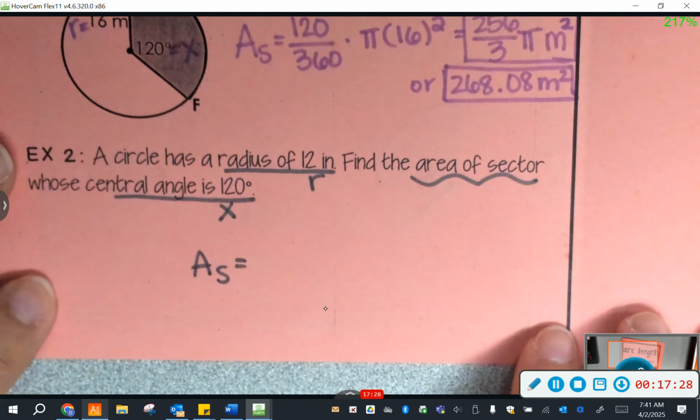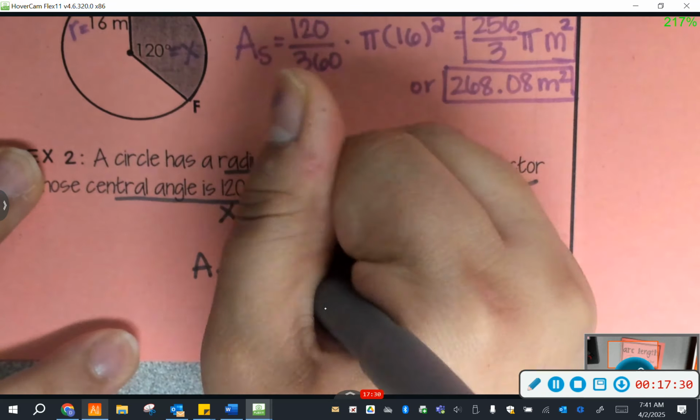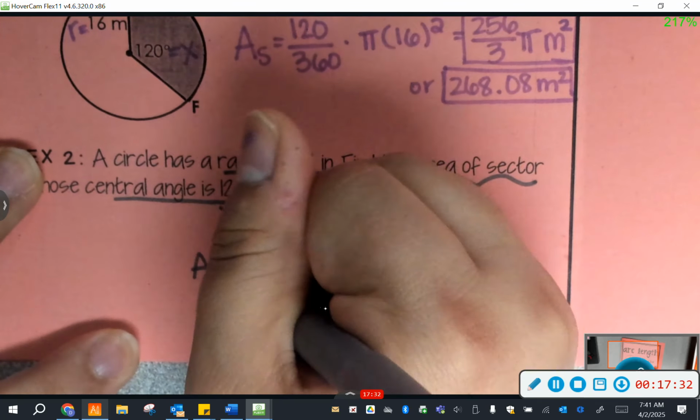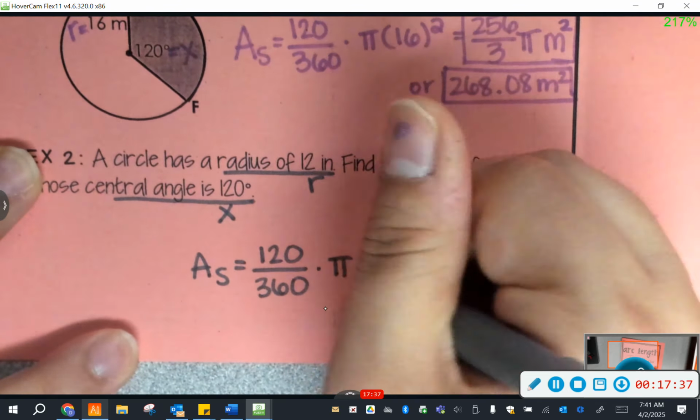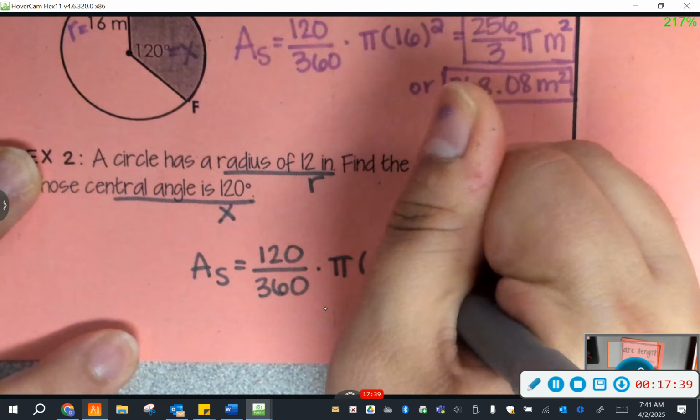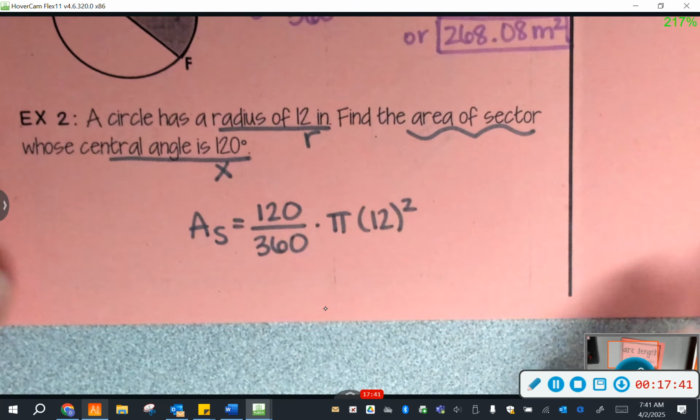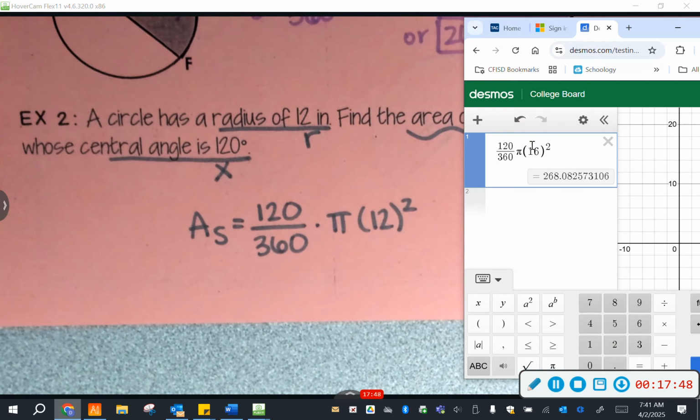What did y'all get for x? 120 over 360 times pi. What did y'all get for r? 12 squared. Is that how you set it up? Yeah. That'll be half the points on your assessment, just setting it up. And then the other half is giving me an answer.